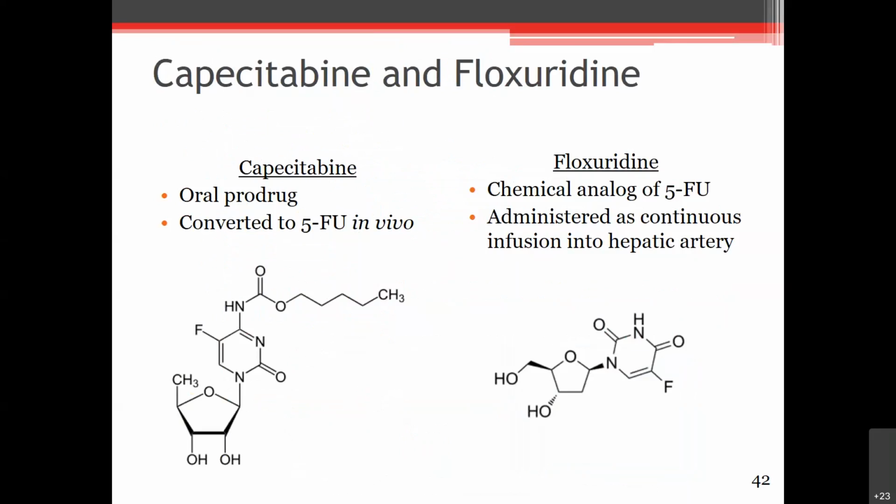We also have capecitabine, which is an oral prodrug that gets converted to 5-FU in vivo. And then floxuridine is a chemical analog of 5-FU, which is actually administered as a continuous infusion into the hepatic artery.